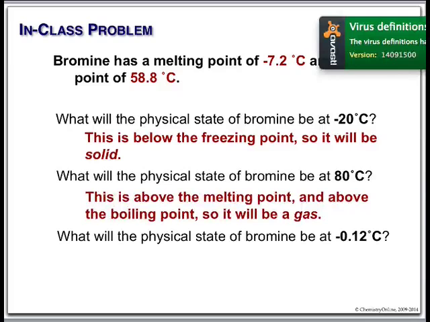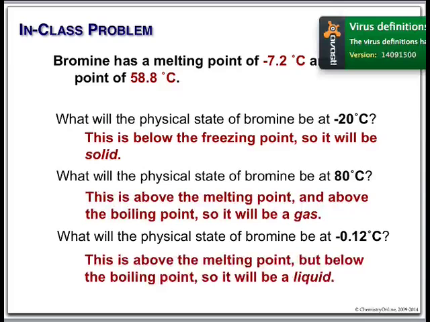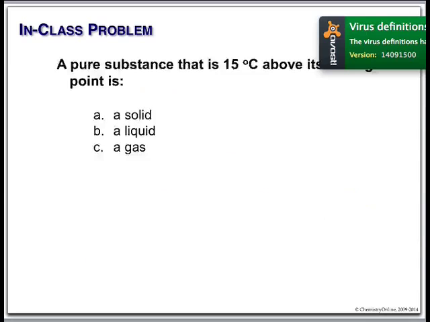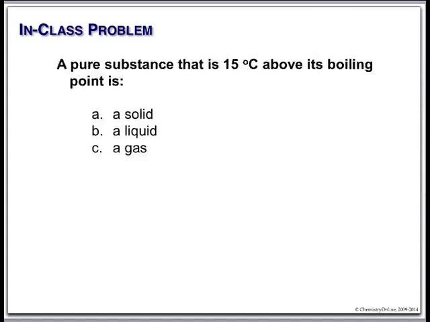Simple question here. If we have a pure substance that is 15 degrees above its boiling point, what is it? If you have difficulty with the concept at all, think about temperatures in terms of a number line. Even without numbers, we have solid, liquid, and gas, right? This is our boiling point, that's our melting point. We're 15 degrees above. If we're above it, we're in here somewhere. Therefore, it's a gas.